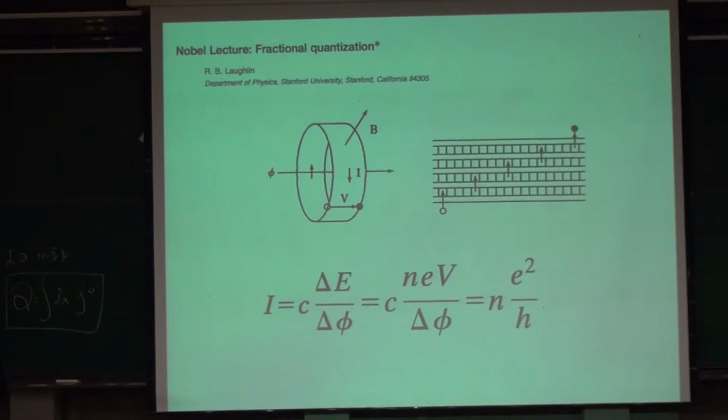Now, the best explanation was given by Laughlin. So again, I take this diagram from Laughlin's Nobel lecture. The title is Fractional Quantization. And Laughlin said the following. He said, let's consider a Gedanken experiment.